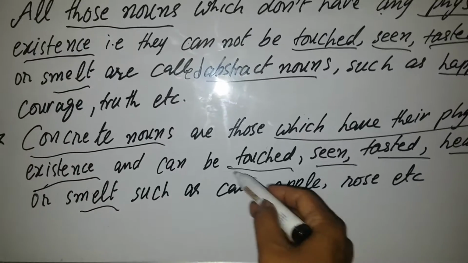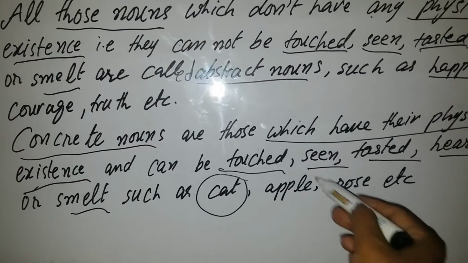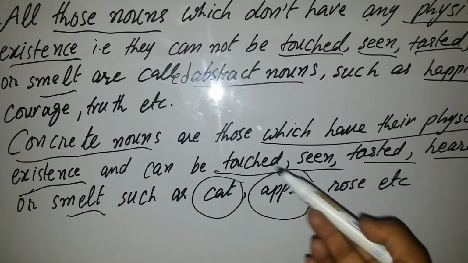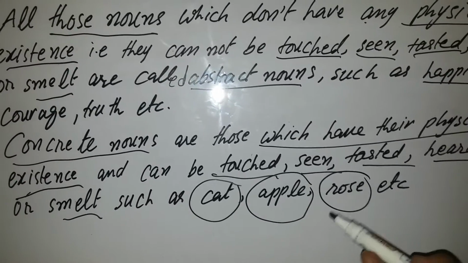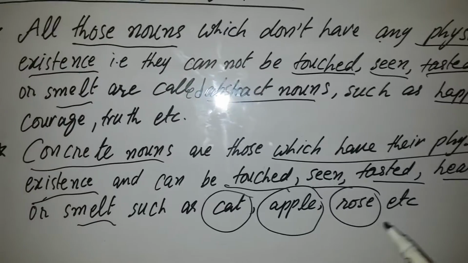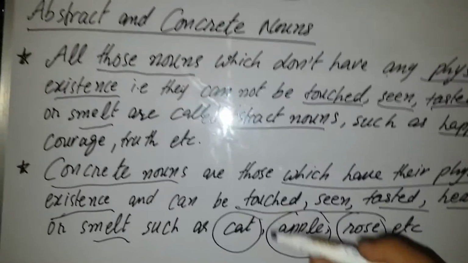For example, a cat can be seen. An apple can be seen, and it can also be tasted. A rose can be smelt, and it can be seen. So these are called concrete nouns.